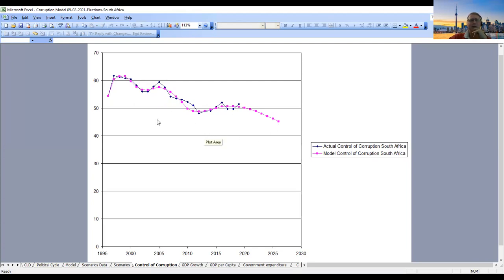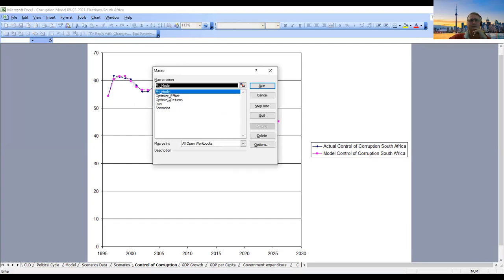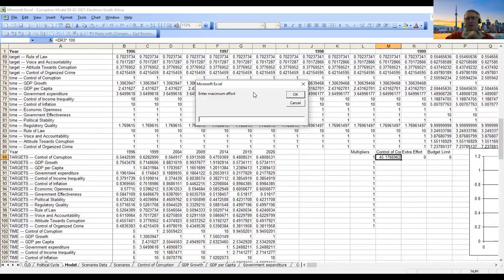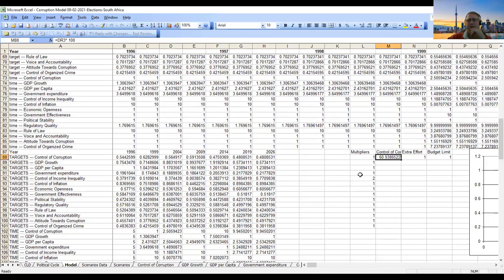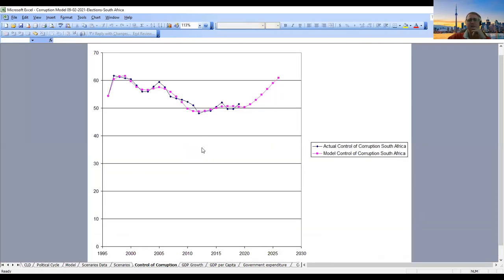And we can look at trying to apply effort to improve the situation. So if we apply a unit of effort, we see here that the optimal application would be to try to control income inequality, and we can see that this will turn the trend around, and you can have some growth in control of corruption by allocating resources to control income inequality.